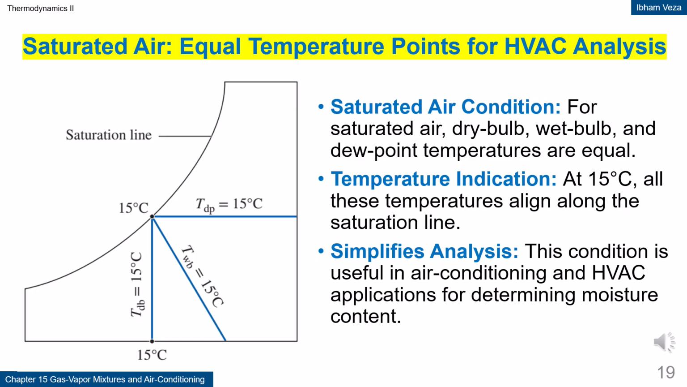Saturated air condition. For saturated air, the dry bulb, wet bulb, and dew point temperatures have the same value. This condition is represented by a single point on the saturation line in the psychrometric chart. The example at 15 degrees Celsius shows all three temperatures coincide. This condition simplifies analysis because there is no uncertainty about moisture content.